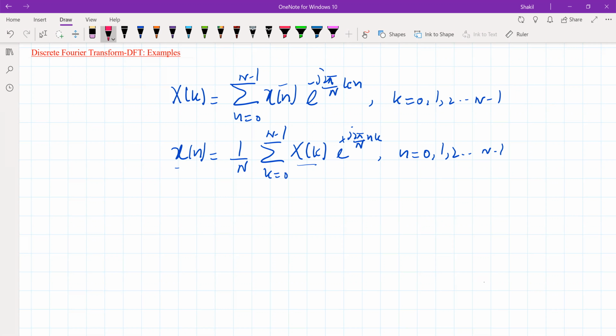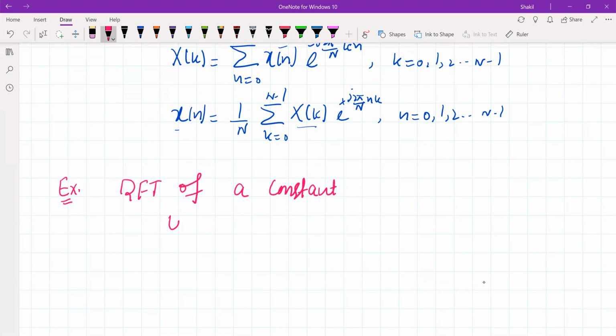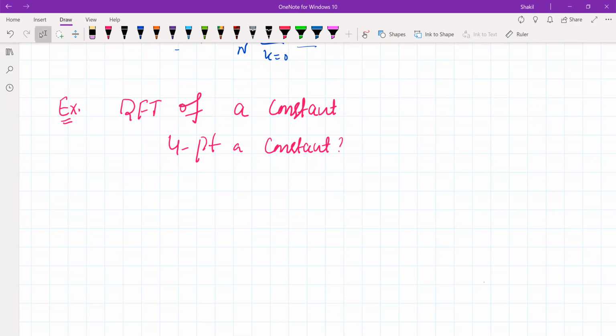Now today we shall solve one important problem, like how to compute the DFT of a constant. Let's say the 4-point DFT of a constant. Now, what do you mean by a constant? Let's suppose the constant value is 1. So for simplicity, let's say the constant value is 1. So I'm saying x of n is equal to a constant sequence. That's the meaning of constant.